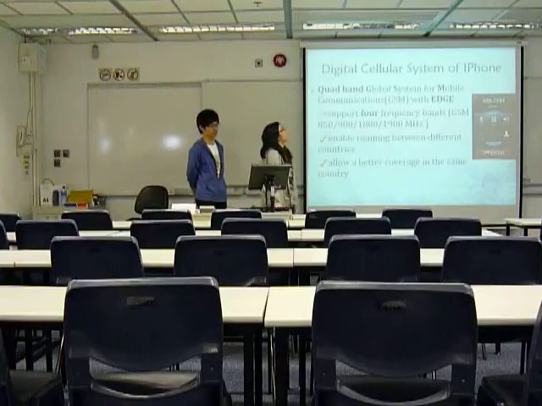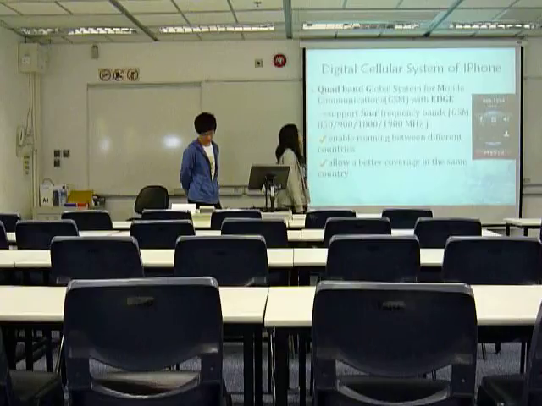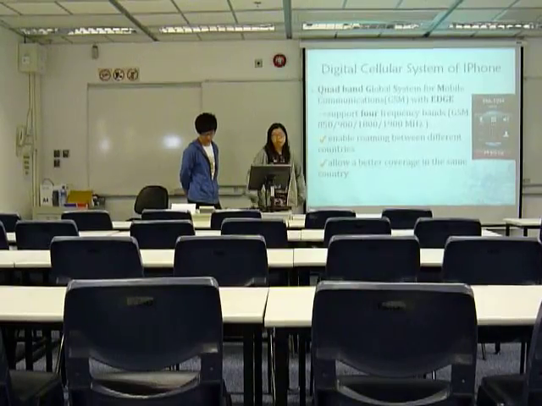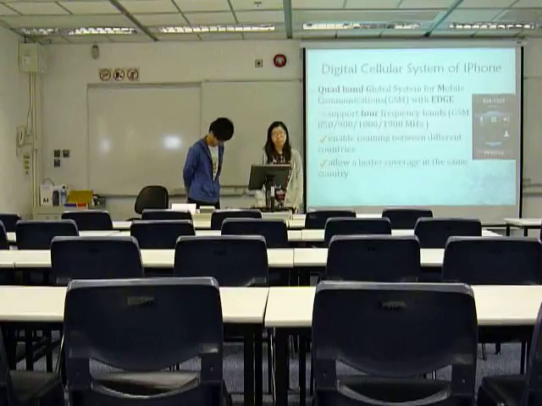And now we are going to talk about the digital cellular system of iPhone. Actually, iPhone is a quad-band cellular system for mobile communication using EDGE, and it therefore supports 4 frequency bands. Therefore, it enables roaming between different countries and allows better coverage in the same country.